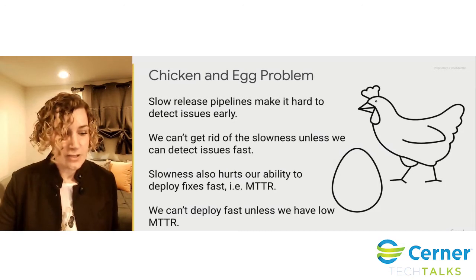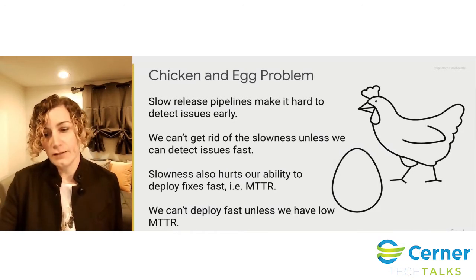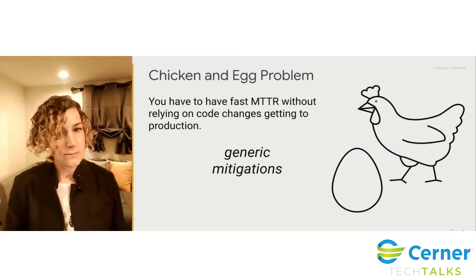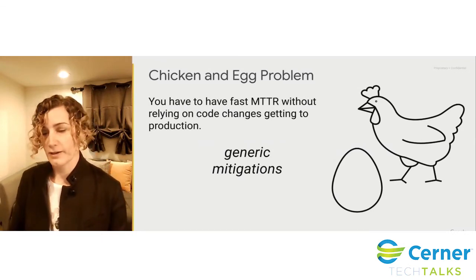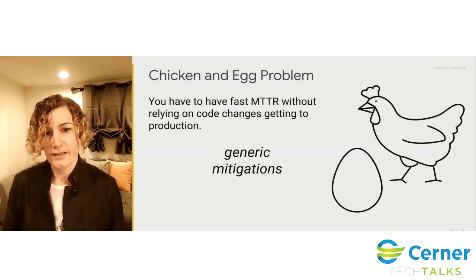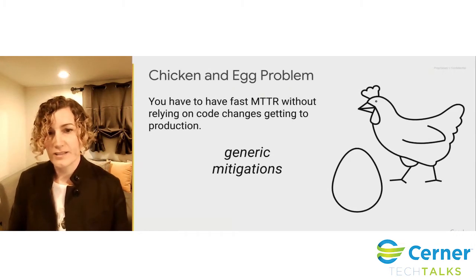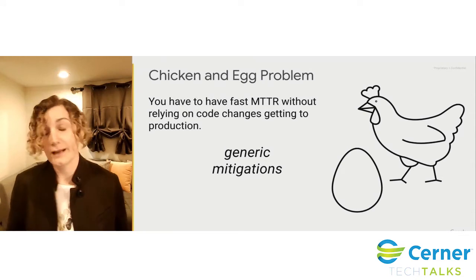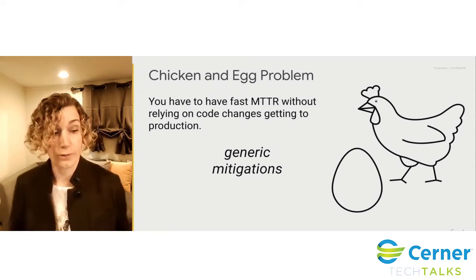And so my solution to breaking out of this cycle is to figure out how you can have a fast repair time without relying on code changes getting to production. This is something that we're trained very well at in SRE, is to figure out what can we do to fix the system that doesn't require us understanding what actually broke it. Now, for some people, that might sound really weird. Like, how on earth can you fix the system if you don't know what broke it?